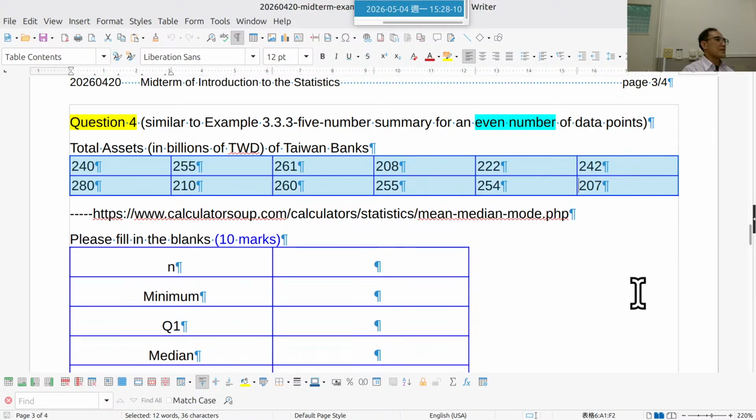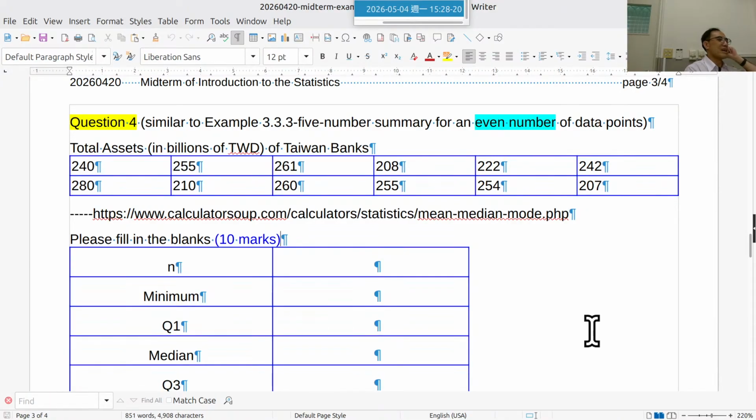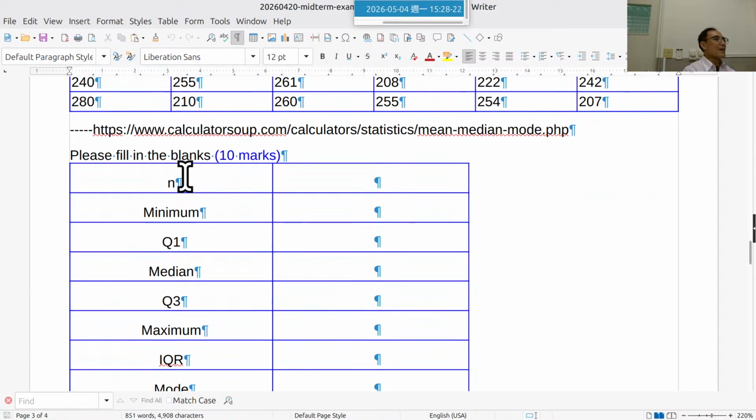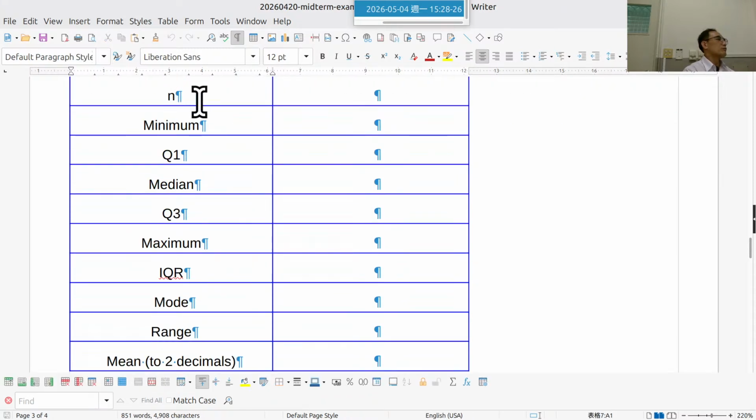How many data sets are here? 1, 2, 3, 4, 5, 6, and the double will be 12 data sets, 12 numbers. I prefer to call it 12 people. Find the blanks: n, minimum, Q1, median, Q3, maximum, IQR, mode, range.